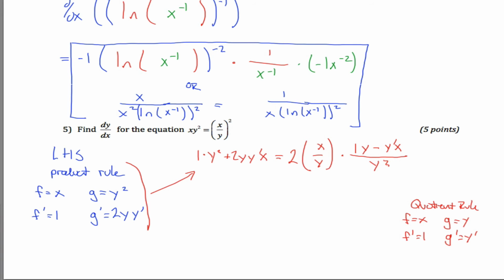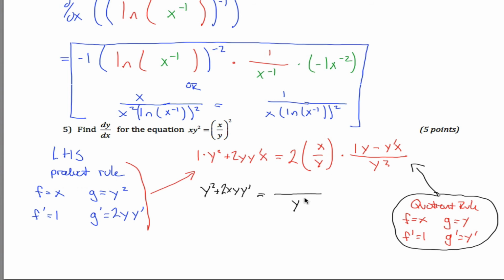Okay, now what I gotta do is solve this mess for y prime. Maybe I'll switch colors here. So this gave me that part, and this gave me that part. And so now what I have is y squared plus 2xy y prime. That's just rewriting the order of this thing so it looks prettier to me. Equals, I'm going to take this x over y and distribute it into these two terms. So what I will get is, this is 2x over y, and so the y in the denominator times this y squared right here will give me y to the 3rd power, and then the 2x times the 1y will give me 2xy, and the 2x times the negative y prime times x gives me negative 2x squared y prime.